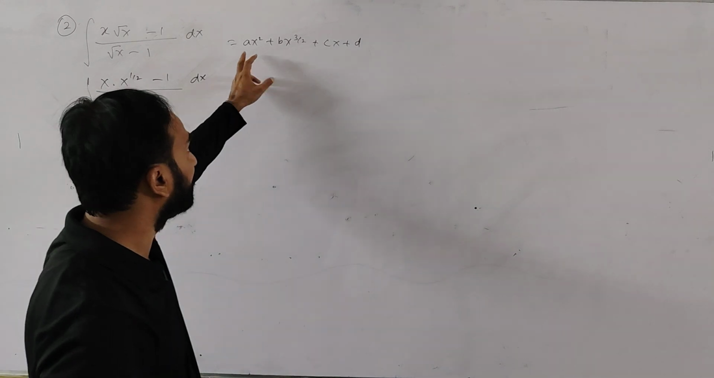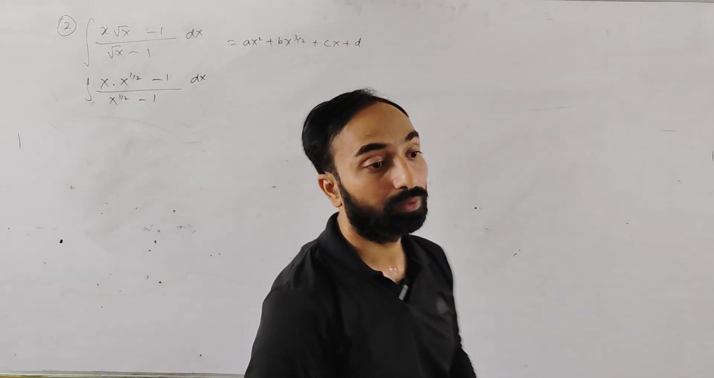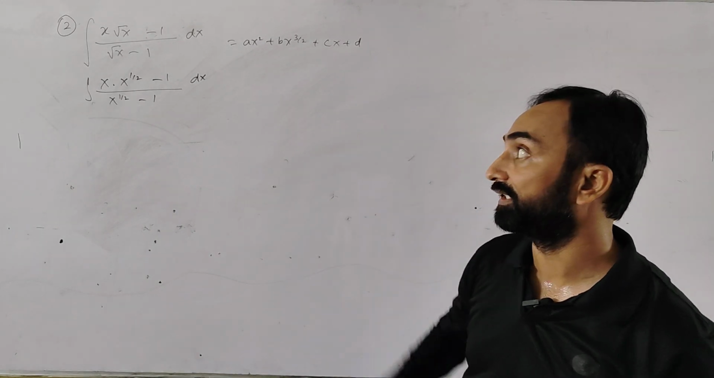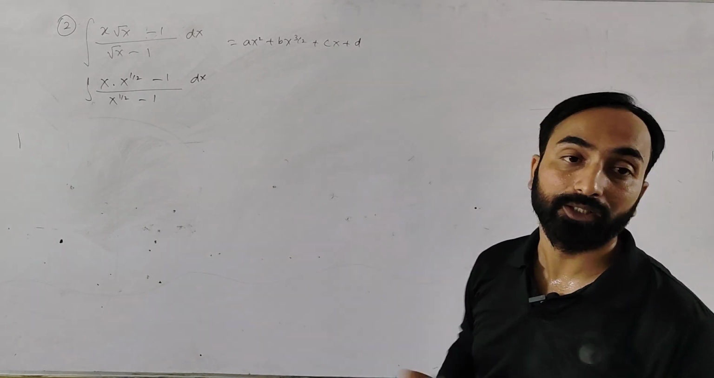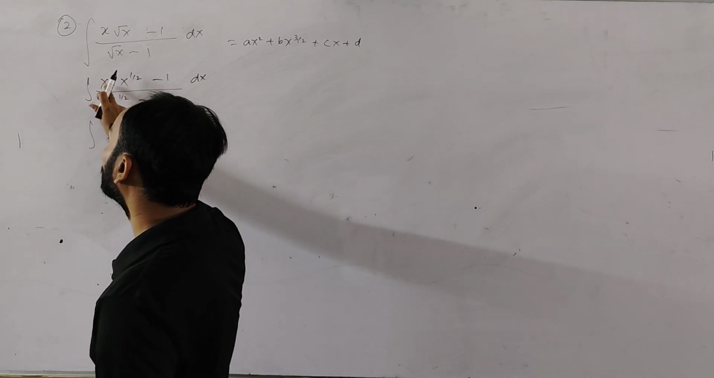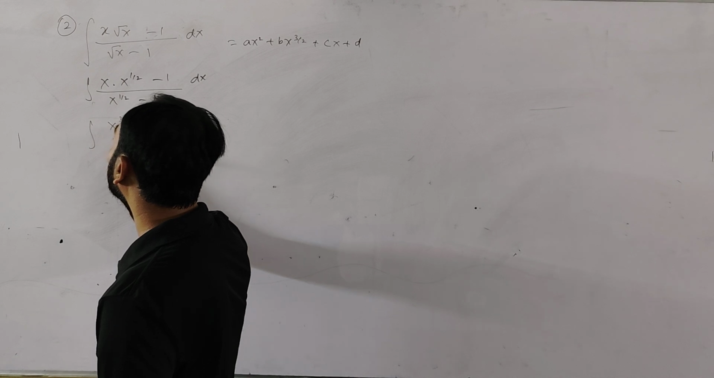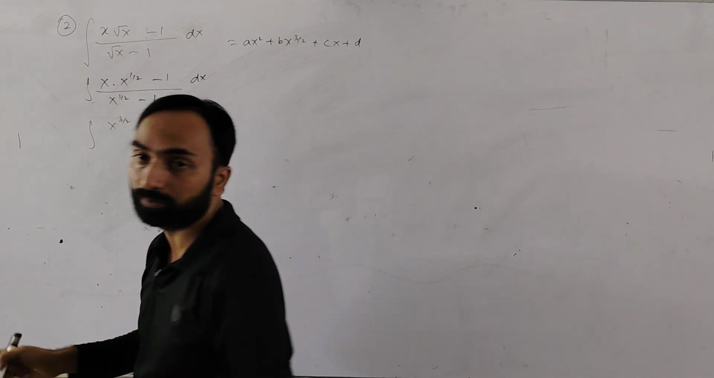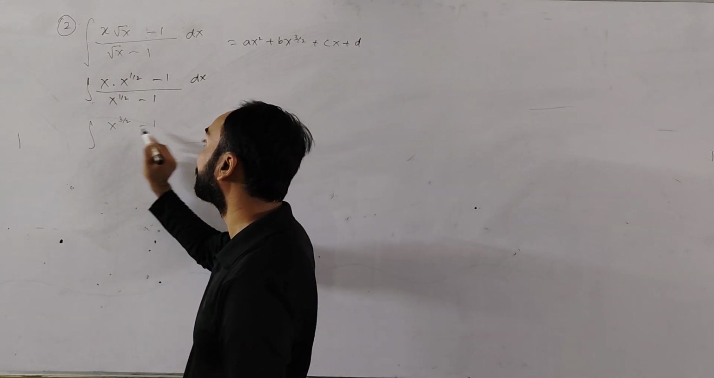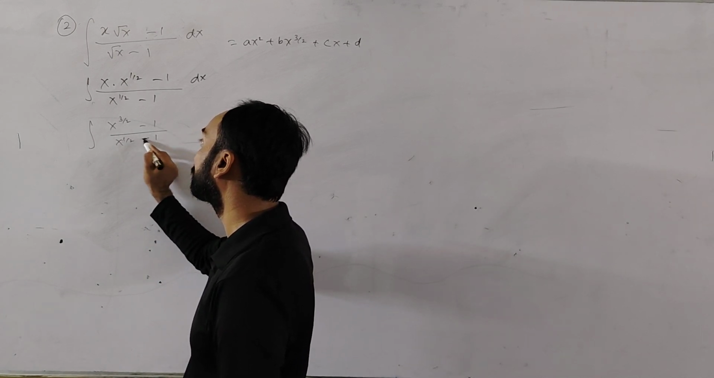And they have already given the answer. The answer is in the form of ax square plus b x to the power 3 by 2 plus cx plus d, right? So we just have to find the values of a, b, c and d, correct? So now this part can be written as x and x half. This will be 1 and half, so this will become 3 by 2, and minus 1 divided by x half minus 1, correct?